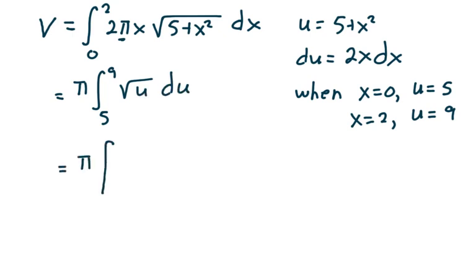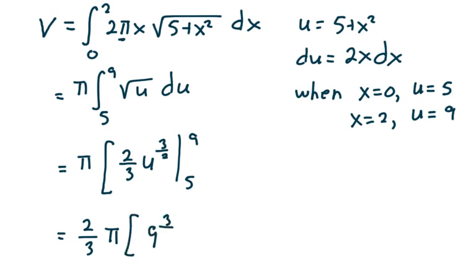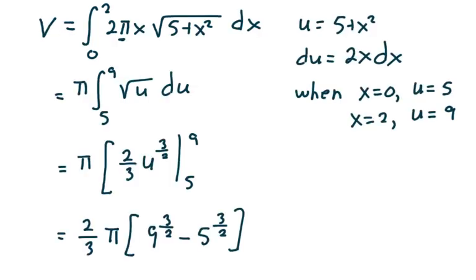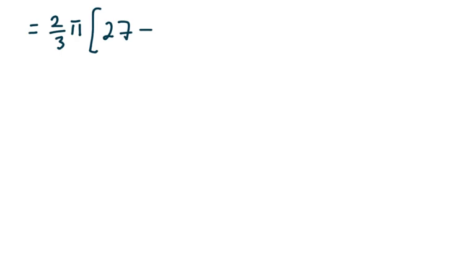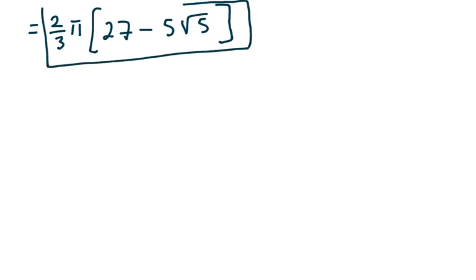So this is pi times 2/3 u to the 3 halves, evaluated from 5 up to 9. So I could pull the 2/3 out in front as well. So this is 2/3 pi times 9 to the 3 halves minus 5 to the 3 halves. But the square root of 9 is 3, 3 cubed is 27, right? So this is 2/3 pi times 27 minus. Now, 5 to the 3 halves is just 5 times the square root of 5. And I think this is a pretty acceptable way to express your answer. And that's number 13.